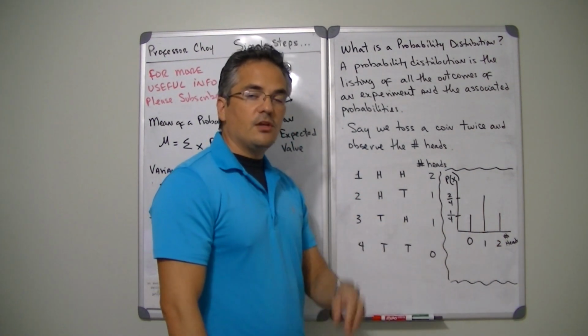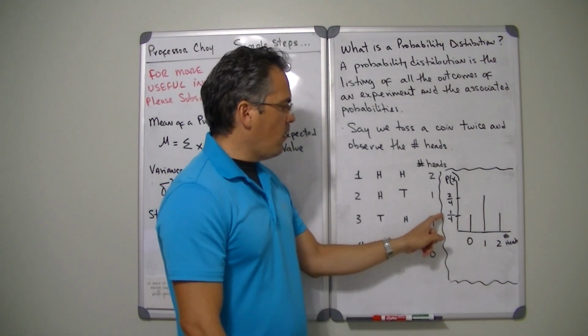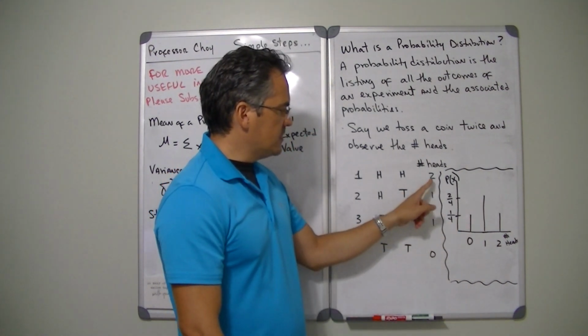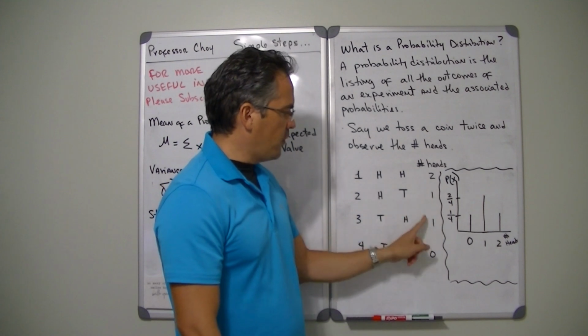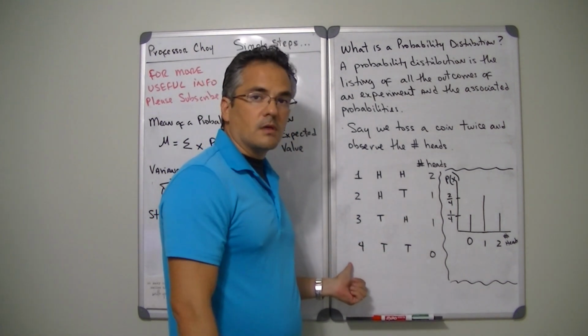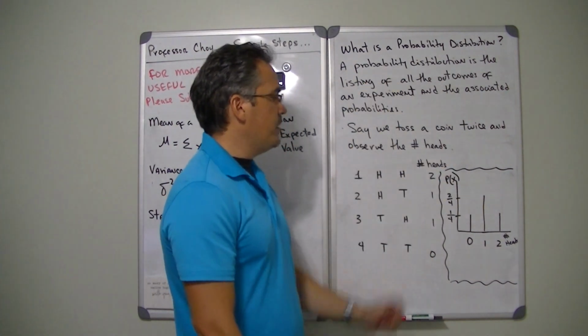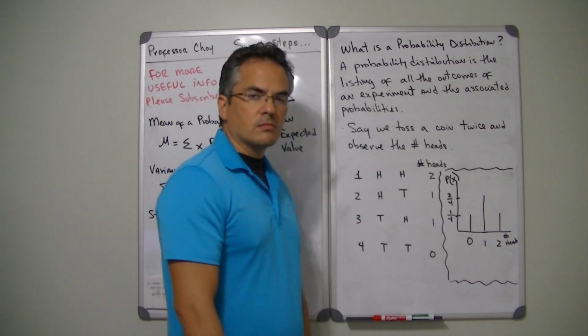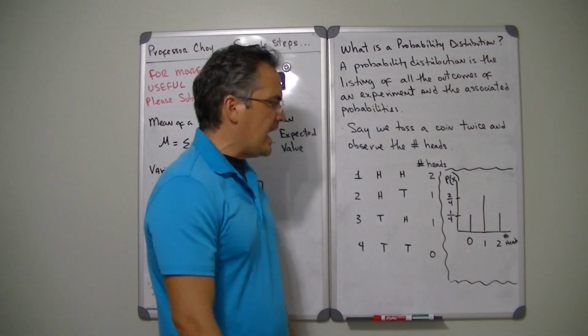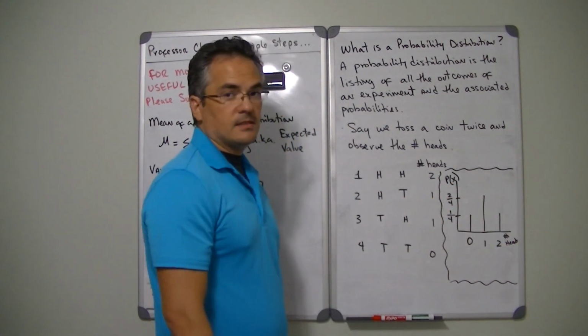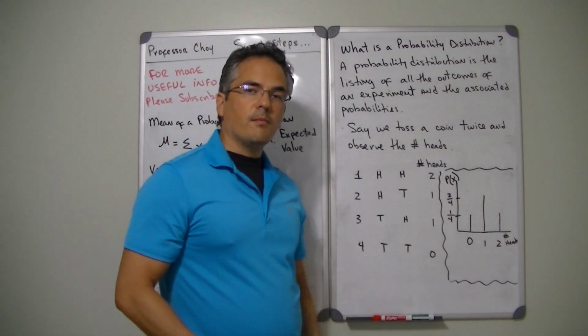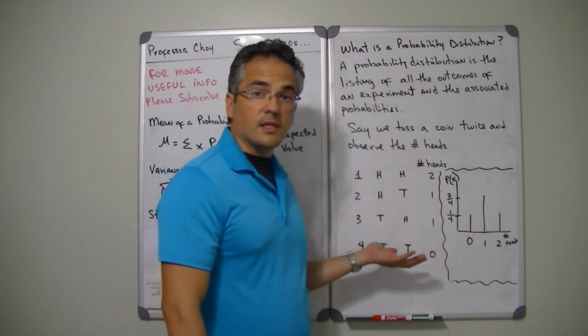Now what is the probability that I'm going to get 2 heads? Well, the probability that you're going to get 2 heads is 1 out of 4, because it only happened one time out of 4 possible outcomes in this experiment. And this is what we call a probability distribution. Of course, longer experiments will have more lines and probabilities. Shorter experiments will be smaller, like this.